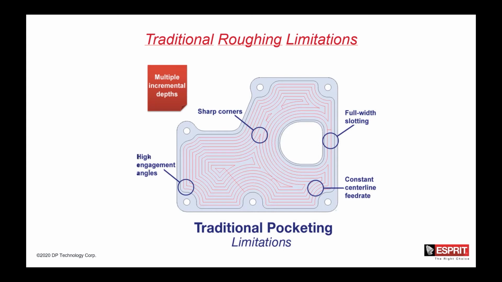Traditional roughing has its limitations, such as sharp corners and high engagement angles that significantly increase the width of the tool's cutting area. For example, the cutting tool can become fully engaged in the material along the first cutting pass or with sharp corner transitions. This causes the cutting tool to be overloaded, resulting in reduced tool life and in some cases, tool breakage. We have all experienced this by pushing the tool too hard.